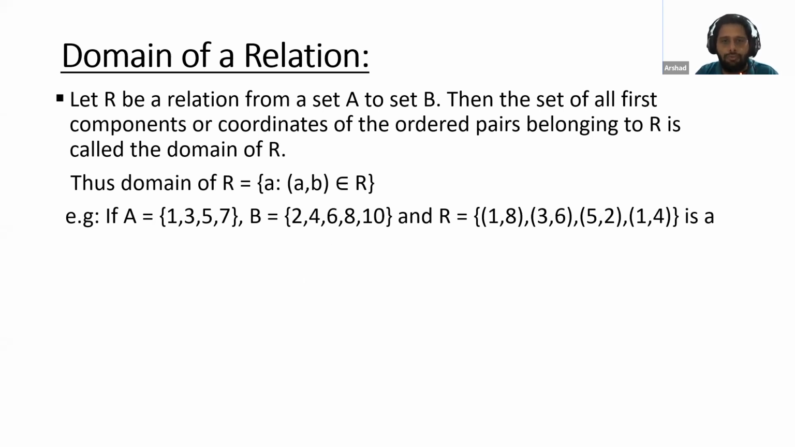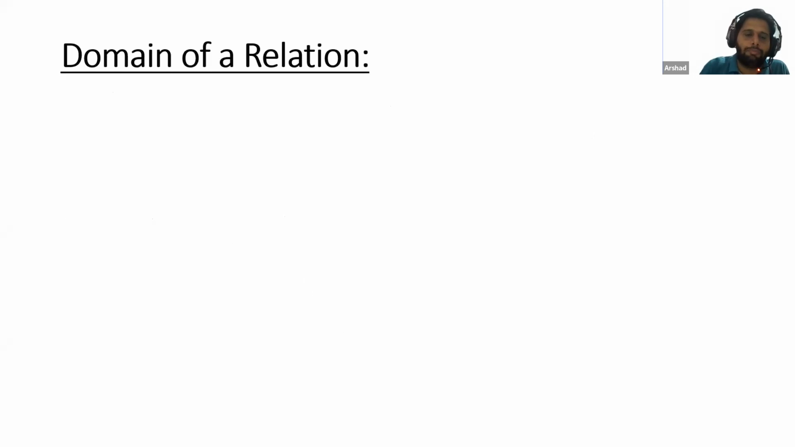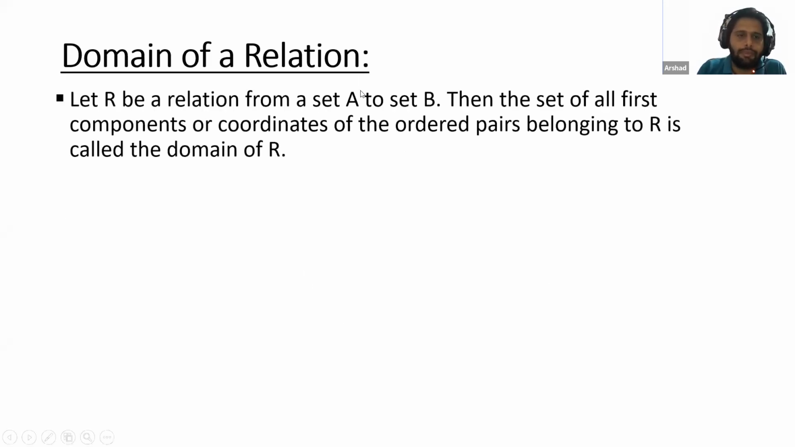No domain. Okay. Then we have done the relation only. Then this domain topic is also of class 11th. Okay, then what is a domain? Let R be a relation from a set A to set B, then the set of all the first components, or we can say the coordinates of the ordered pair belonging to R, is called the domain of the function.